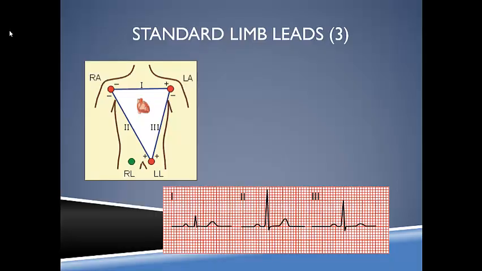Standard limb leads are leads 1, 2, and 3, which are down here at the bottom, 1, 2, 3. You can see the pictures are slightly different. And this is the way they're looking at the heart. Lead 1, they always go from negative to positive, is looking straight across. Lead 2 looks down diagonally from the right shoulder to the left leg. And lead 3 looks from the left shoulder to the left leg, giving you different representations of pictures.